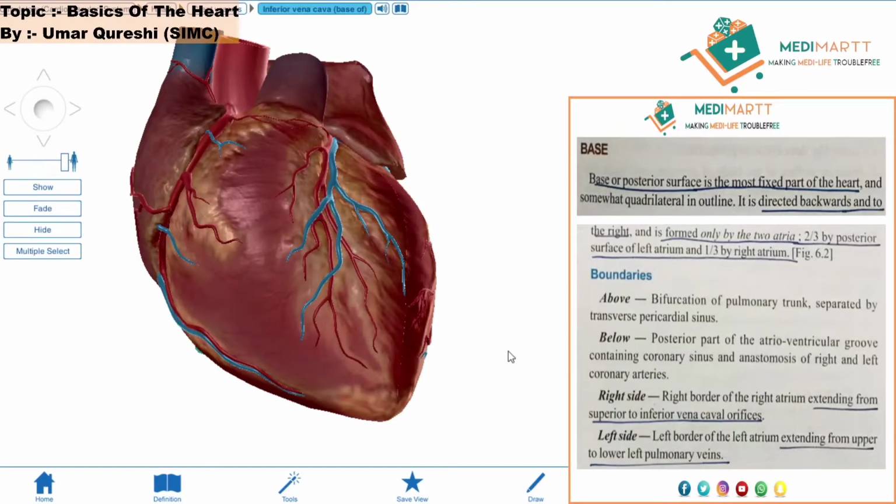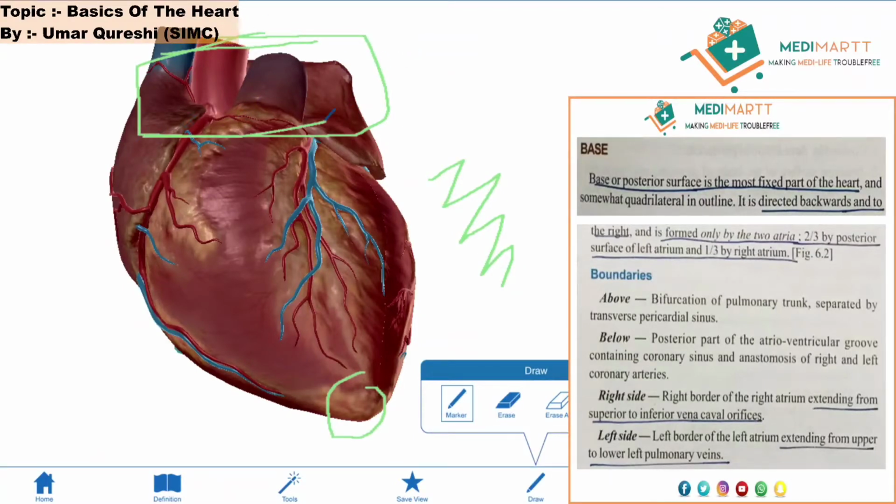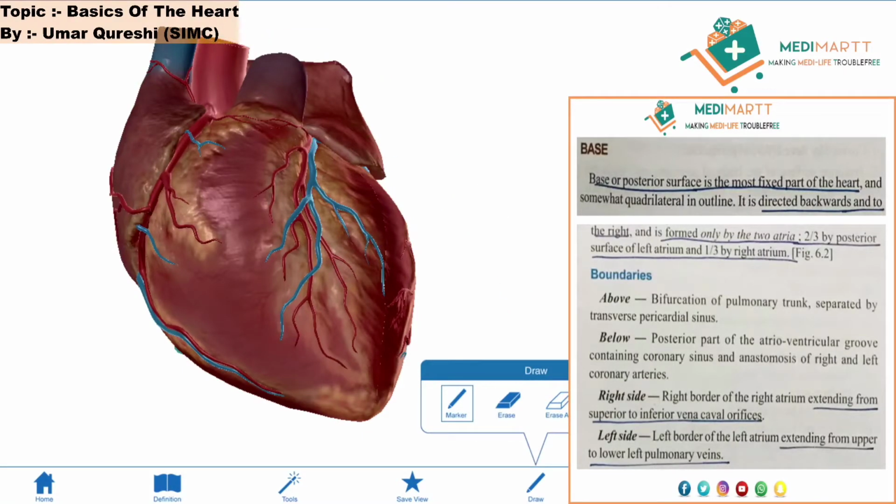So let's start. First of all, the base or the posterior surface is the most fixed part of the heart and somewhat quadrilateral in outline. As we all know, the apex has some kind of movement, like up and down, but the base is the most fixed part of the heart and it is somewhat quadrilateral in outline. It has the superior border, the inferior border, 2 side borders, etc. Then it is directed backwards and to the right.